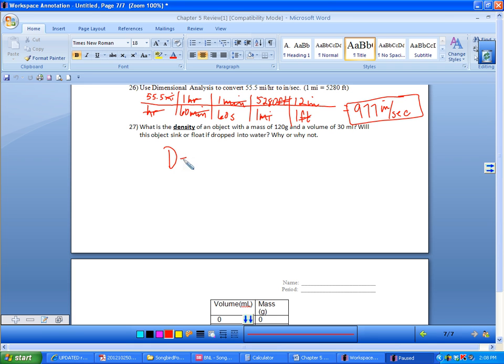All right, the density of an object is equal to mass over volume. Mass is 120 grams. Volume is 30 milliliters. So the density is going to be 4 grams per milliliter. Water has a density of 1 gram per milliliter. So I think this thing is definitely going to sink because the water is not dense enough to support it.